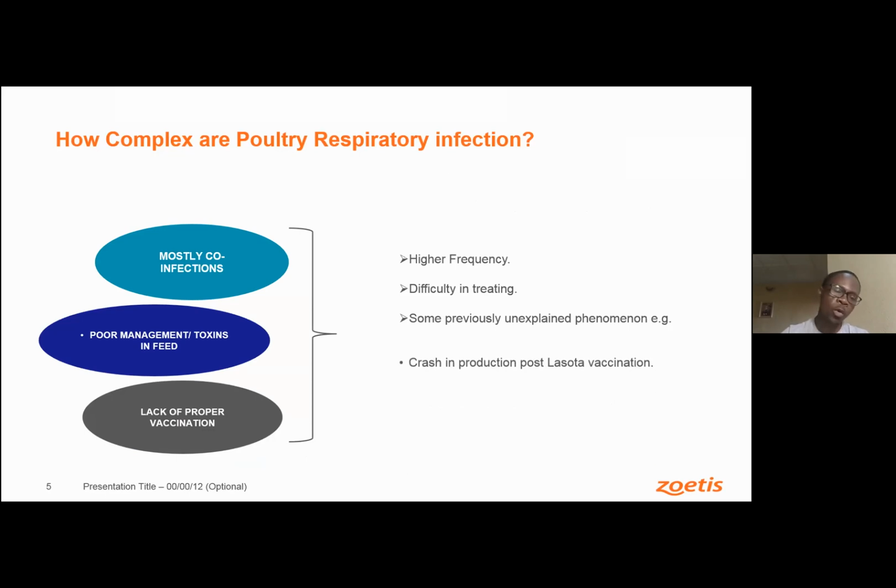In most cases, what we are dealing with is co-infection in poultry respiratory diseases, which is often being exacerbated by poor management, toxins, environmental factors, dust everywhere, and then lack of proper vaccination. Because of all these factors and many more, which I probably have been unable to mention here, we have a higher frequency of occurrence, difficulty in treating, and some previously unexplained phenomena that we have experienced in poultry, like crash in production post Lasota vaccination. And then there was an outbreak in Ibadan some time ago, February 2021, or February 2020, sorry. And it was actually a case of co-infection between bronchitis and low pathogenic avian influenza on so many farms at that time. So respiratory diseases work in complexes, and this complex in most cases will dictate the outcome, which means the loss that the farmer is going to incur.